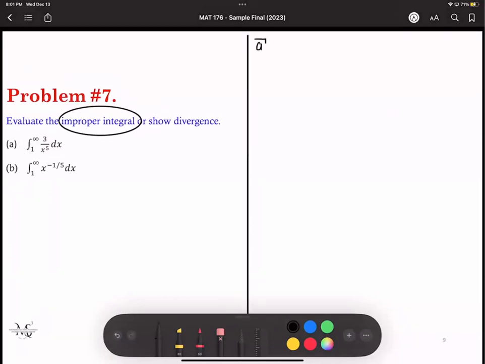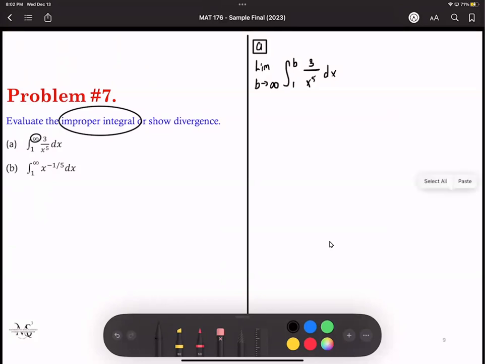All right, so for part A, we have the limit as b approaches infinity of the integral from 1 to b of 3 over x to the fifth dx. The first thing I noticed was that in this integral, for part A's example, our upper limit of integration was infinity, and I'm replacing that infinity with b and then rewriting in terms of a limit. In addition, I am now going to rewrite this integral and then try to compute it.